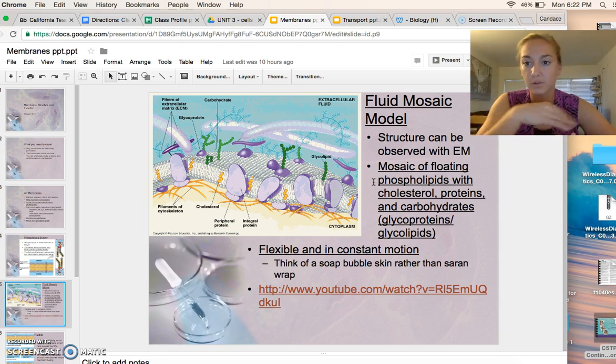You can compare that to a mosaic painting that has many different parts that combine to form one painting. If you're not sure what a mosaic painting is, go ahead and pause the video, type mosaic painting into your Google browser, and you will get a picture of what a mosaic looks like.